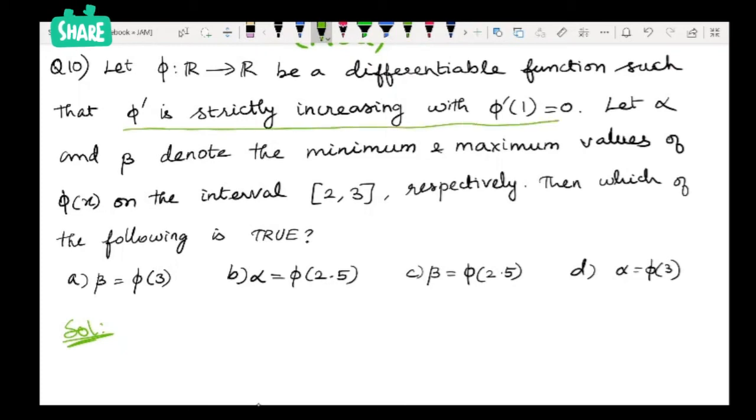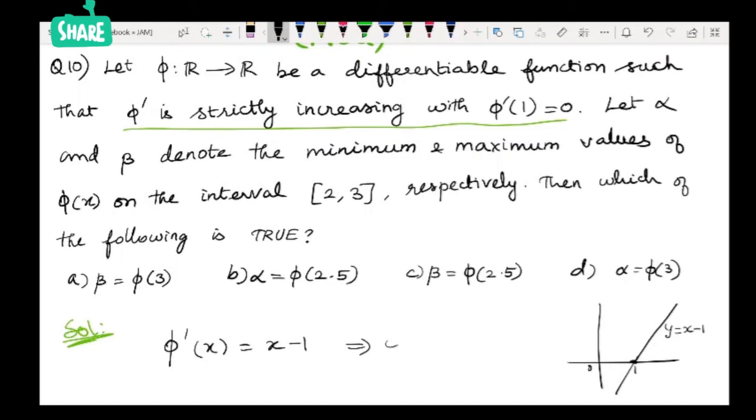Let's try to take an example to understand what we are trying to do. Let's try to give an example of φ' which is strictly increasing and is 0 at 1. So the line passes through 1 and it is increasing. So I'm going to take φ'(x) equal to x minus 1. You can check that φ'(1) is 0 obviously, and this φ' is strictly increasing.